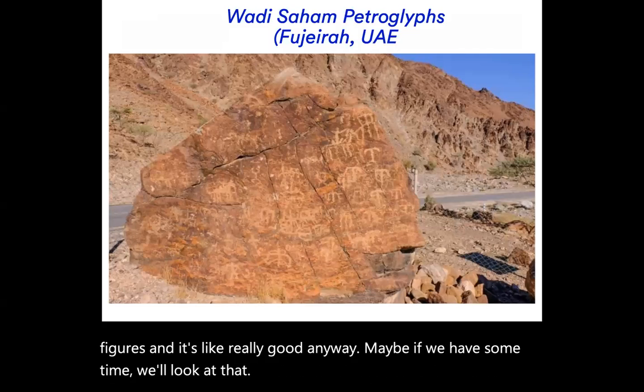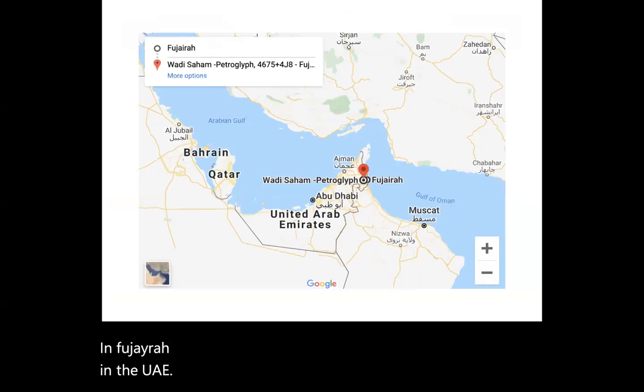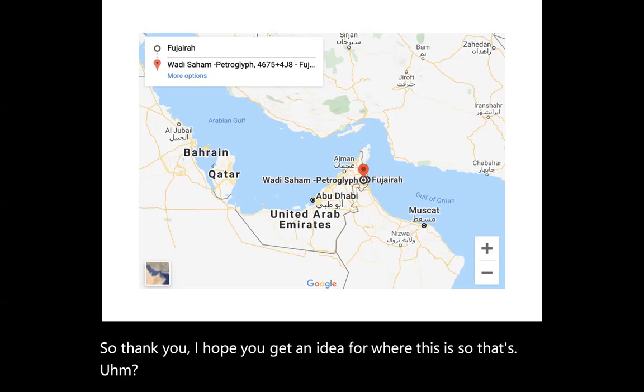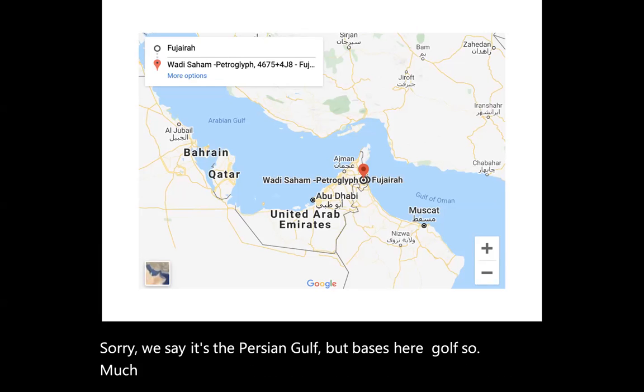Here we go. Wadi Saham in Fujairah in the UAE. It's out on the west coast. I'll show you where it is. So I hope you get an idea for where this is. Sorry, we say it's the Persian Gulf, but they say it's the Arabian Gulf. So much respect. Anyway.